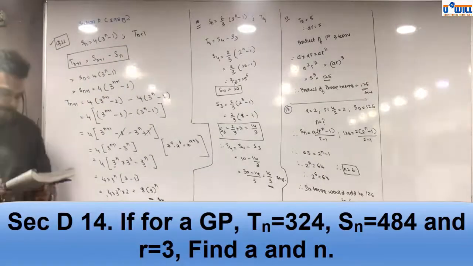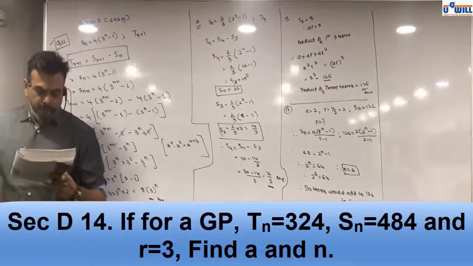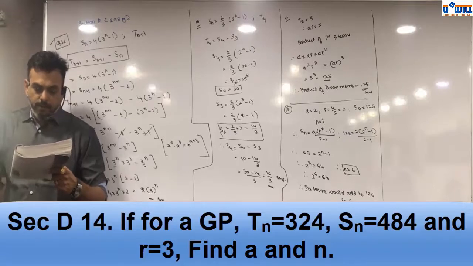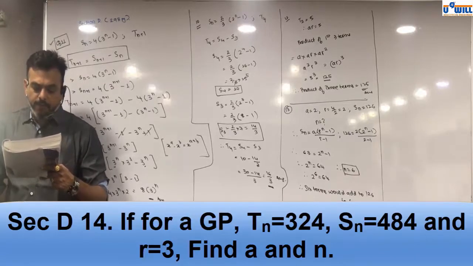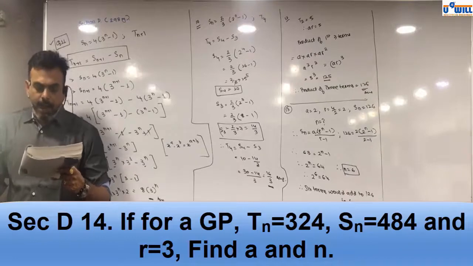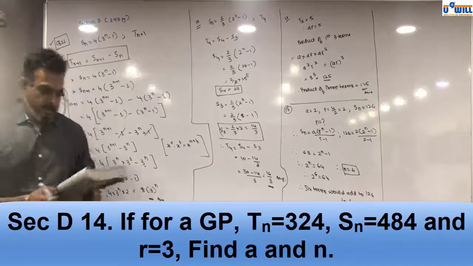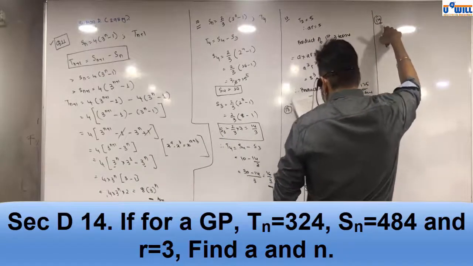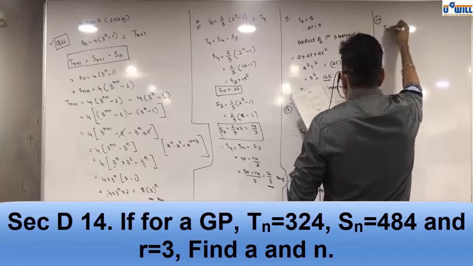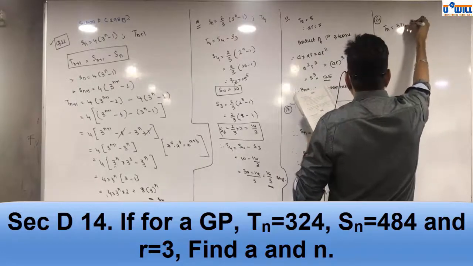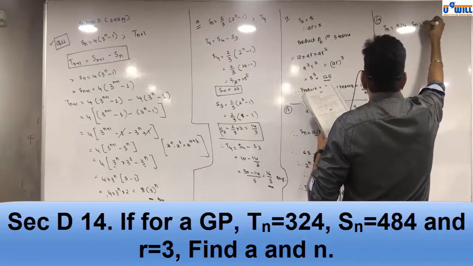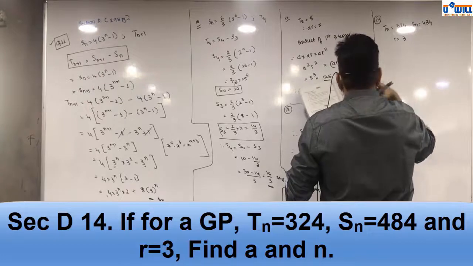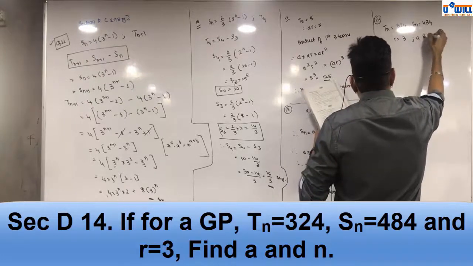14th. If for a GP Tn is equal to 324, Sn is equal to 484 and R is equal to 3, find A and n. Now let's write 14. Again, mark it important, it's a typical sum. Tn is equal to 324. Sn is equal to 484. R is equal to 3. We have to find A and n.